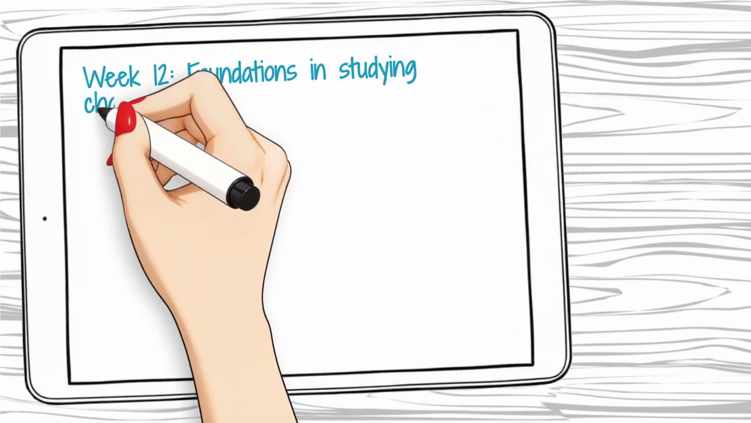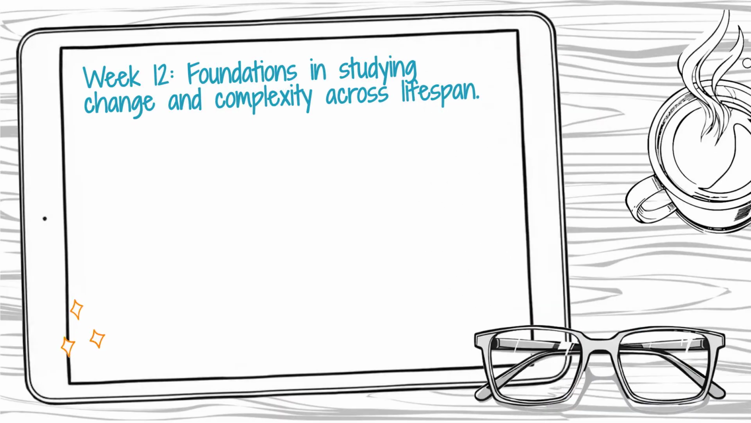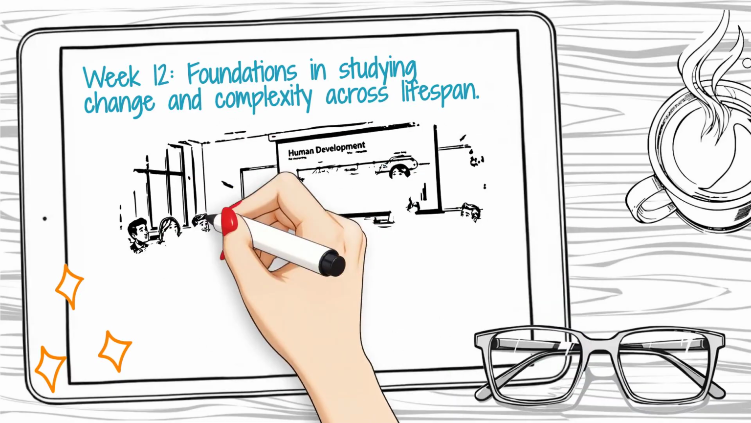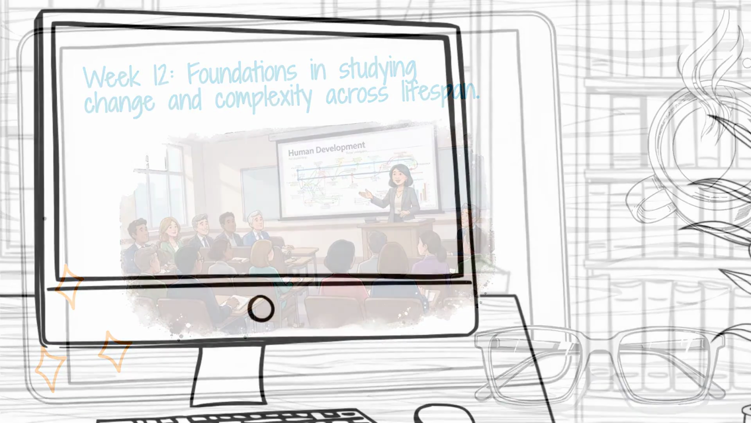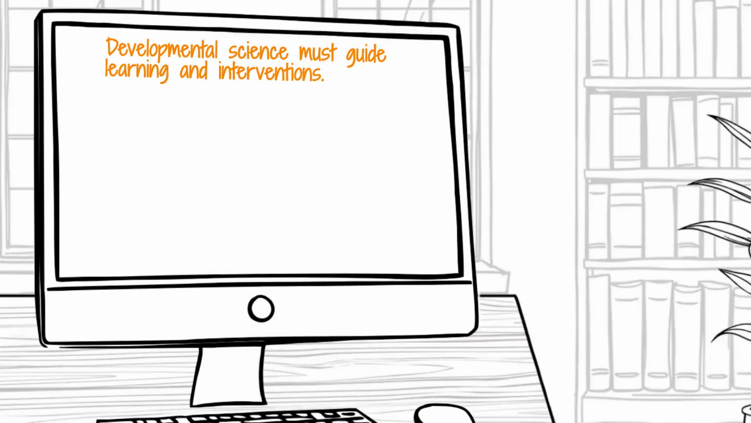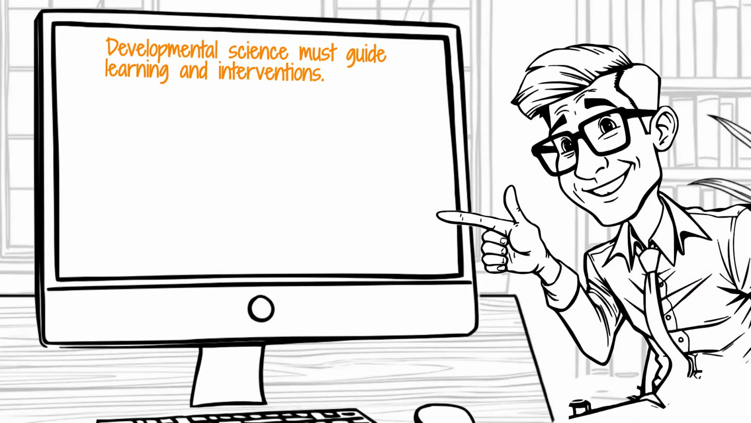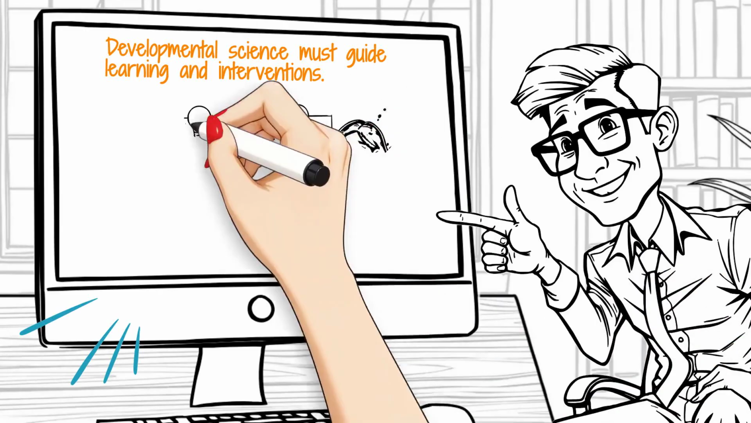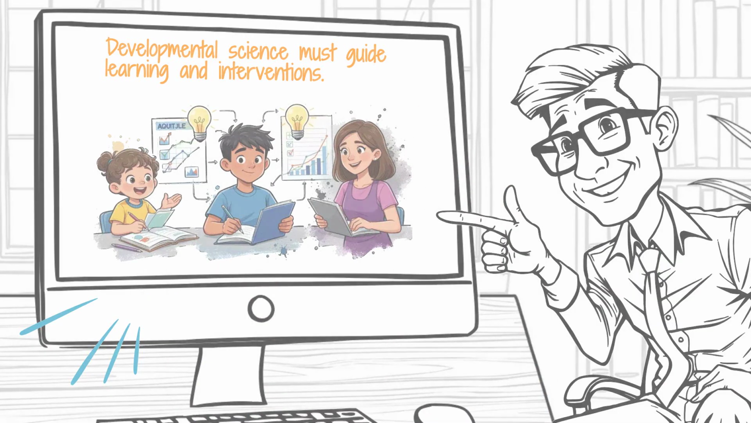Welcome to Week 12 of Advanced Human Development and Cognition, where we examine the methodological foundations that allow researchers to study change, complexity, and meaning across the lifespan. In the education context, developmental science must do more than describe behavior. It must generate evidence that informs learning, teaching, and intervention across early childhood, adolescence, and adulthood.